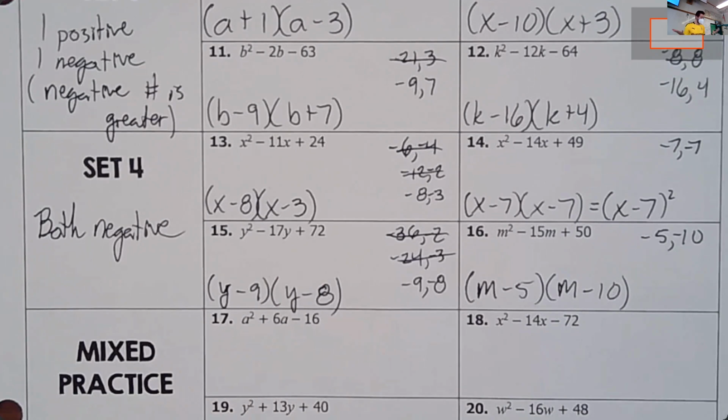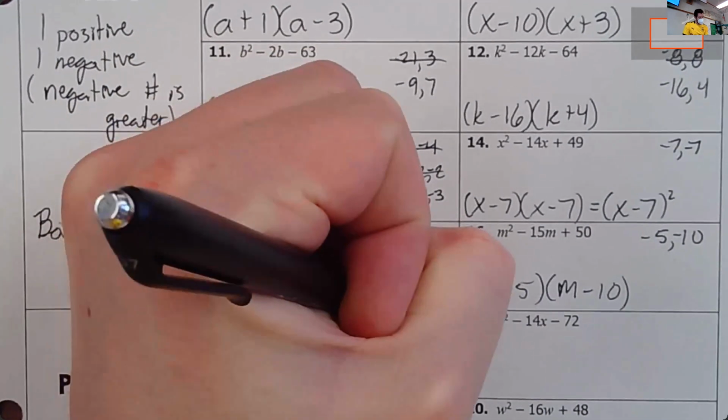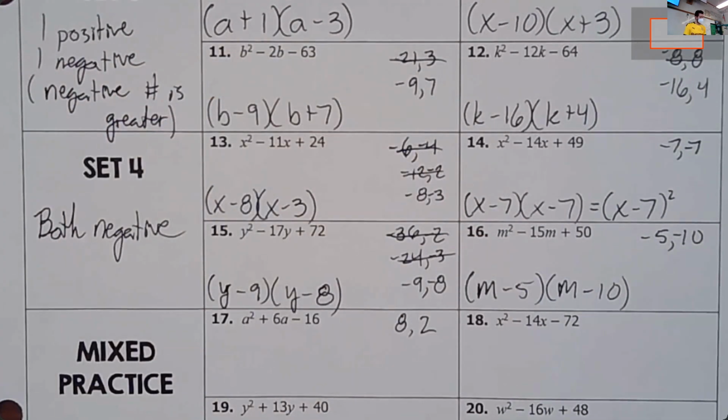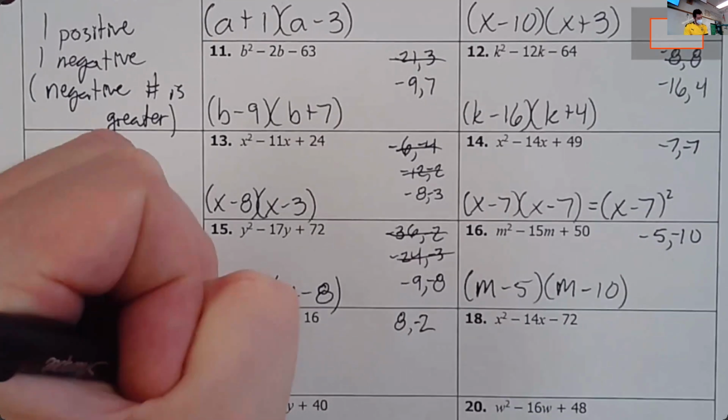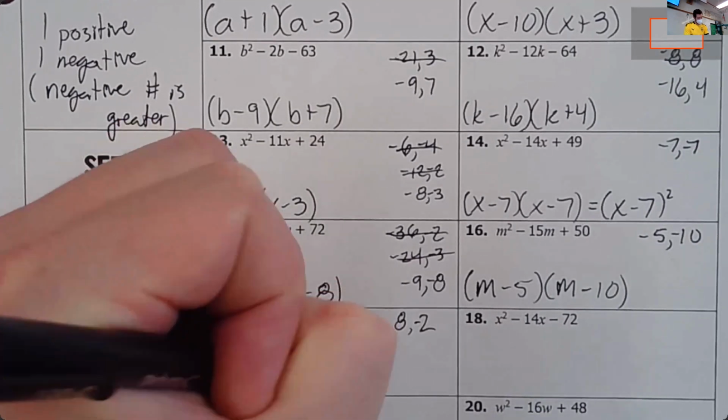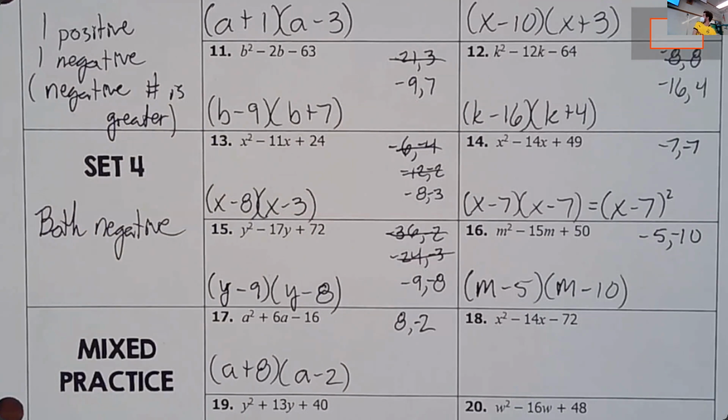And again, just start off with two numbers that multiply to equal 16. Start off simply. 8 and 2. All right. If the bigger of these two is the positive and the smaller one is the negative, does that add to equal positive 6? 8 and negative 2? If we add those together, does it equal 6? Yeah. So that's our answer. A plus 8 times a minus 2. All right, number 18.